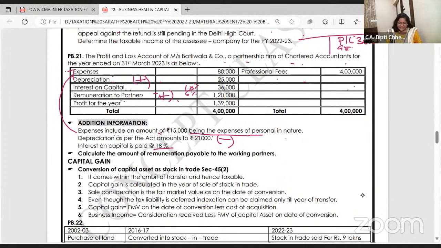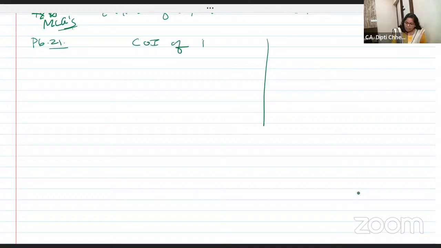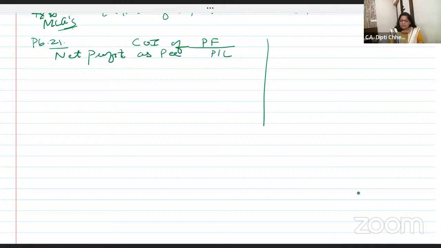Yes, problem number 21. My routine batch, this is the 42nd problem. I think for business head, more than 50 problems we have solved in the regular class for practice. Chalo, problem number 21 we are doing. Start with computation of income of partnership firm. Start with net profit. आप लिखो मेरे साथ, अगर नहीं है प्रॉब्लम तो भी समझ में आएगा. Net profit as per P&L account. Very quickly, start writing. 1,39,000.